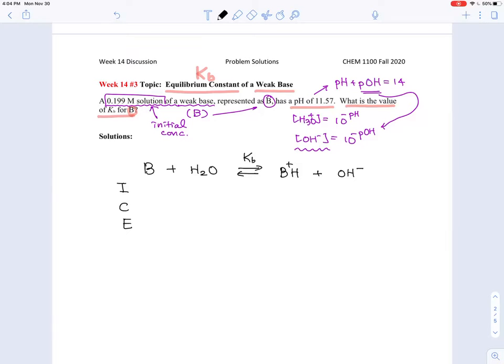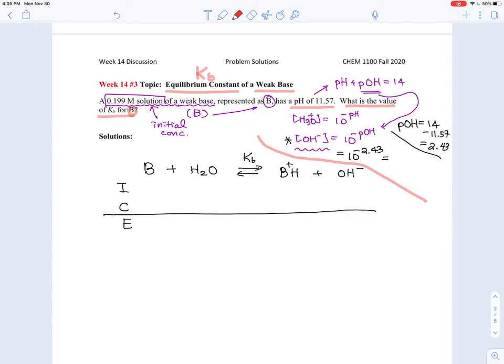And so we need to calculate the pOH value from the pH. pOH is 14 minus 11.57, that is 2.43. So therefore, the OH minus concentration at equilibrium is 10 to the minus 2.43. Let's give a little bit of separation on what we're dealing with here. That will give me 0.0037 molar concentration of OH minus. So we got this value.